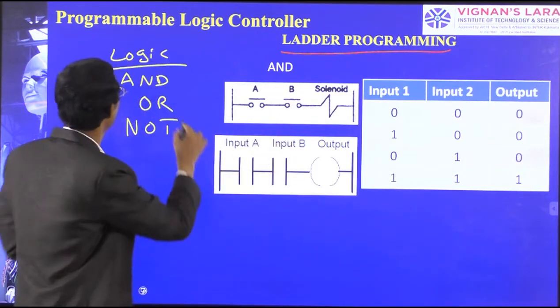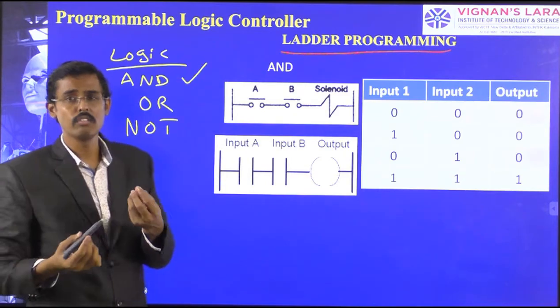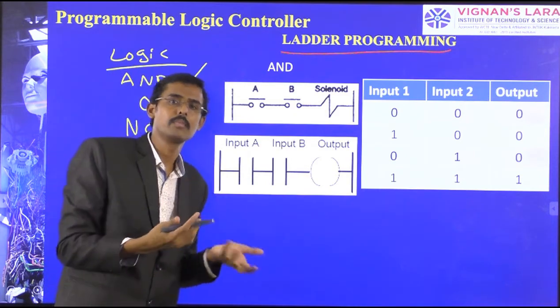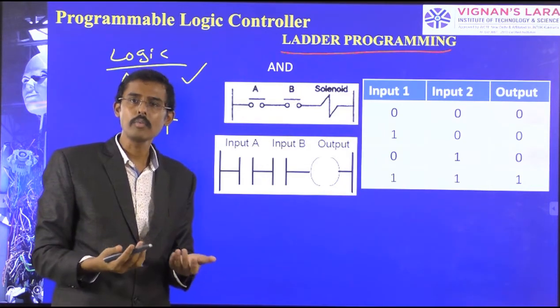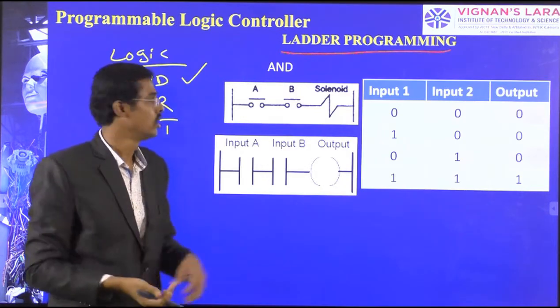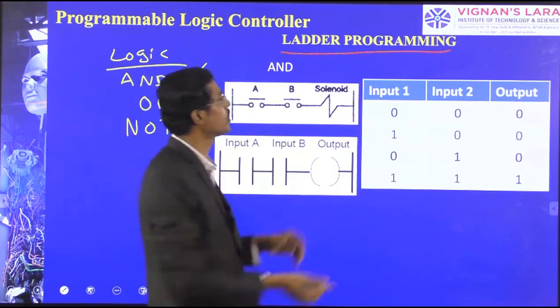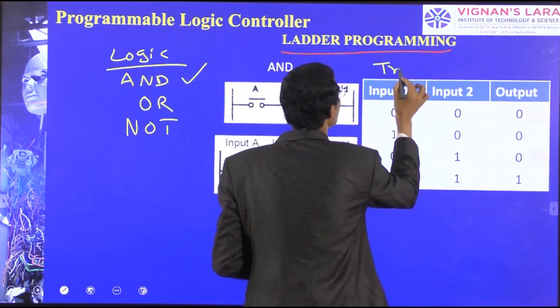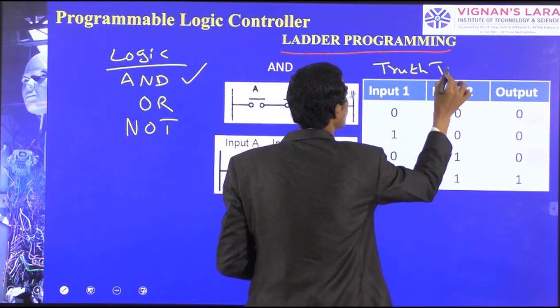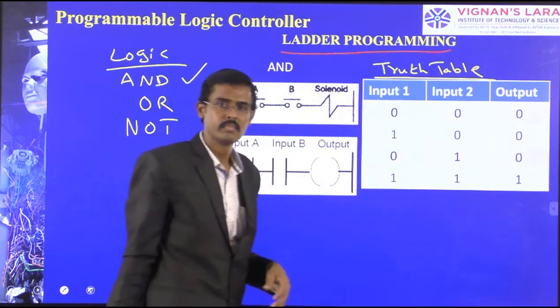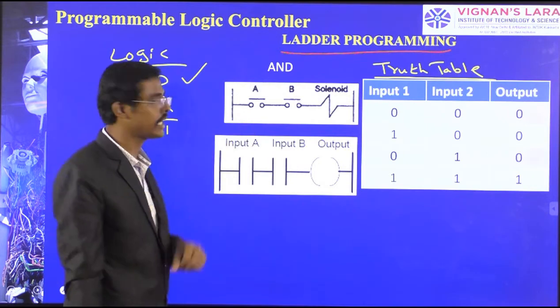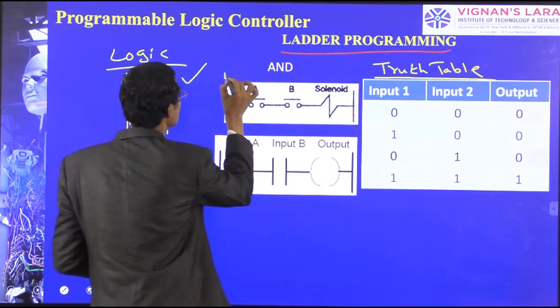We have taken AND. AND we know the word, one all. It means AND means 1 and 2 is AND. OR means any one is the OR function. So I have taken a truth table. I have taken a truth table here. And now this is the electrical connection.